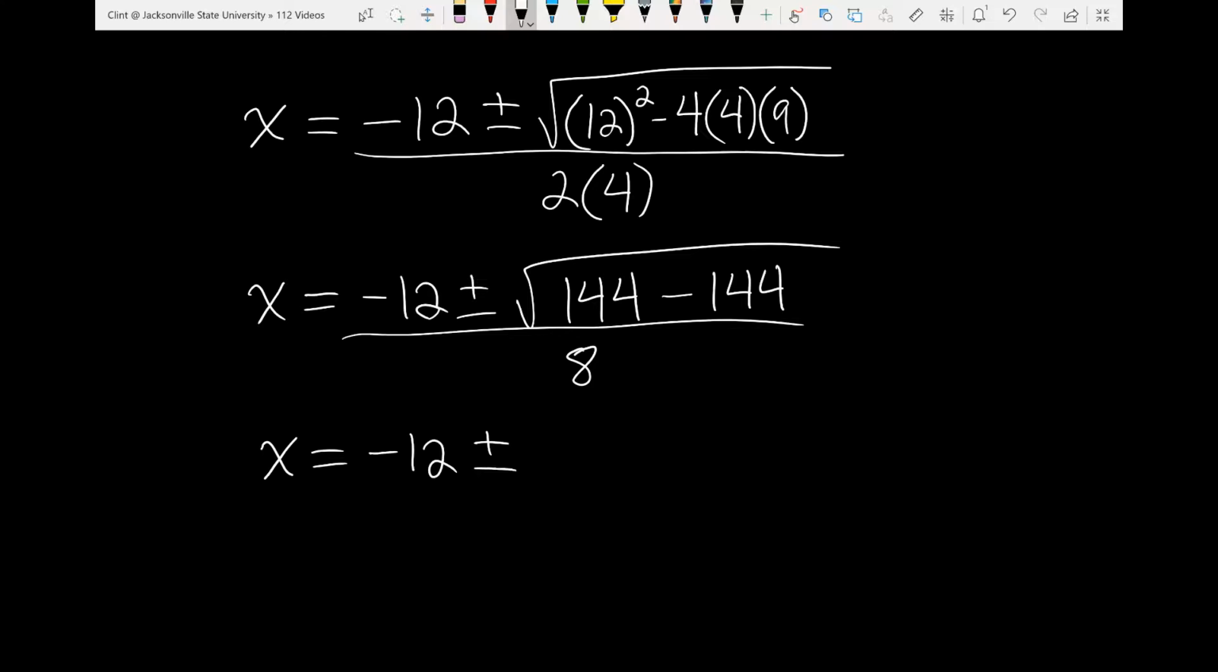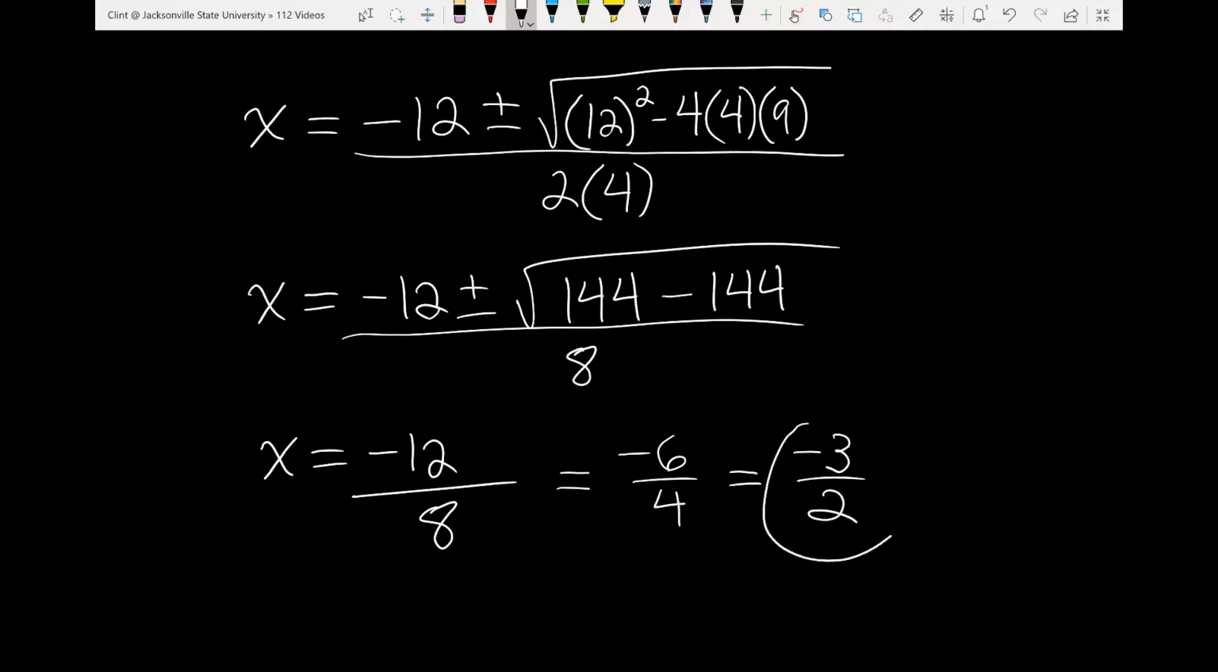plus or minus, if we take the square root of 0, that's just 0. Plus or minus 0, we need that. 8. Simplify. Take a common factor of 2 out of the top, 4, we got another common factor of 2. On this one, we only get one solution.